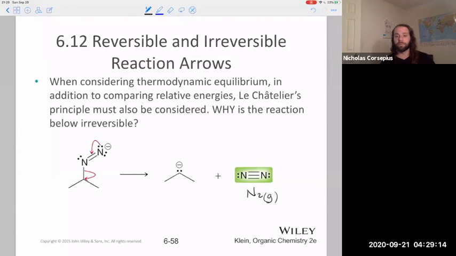So anytime one of your products is a gas, that will help to drive the reaction forward and make that reaction irreversible as well. This is just the last kind of consideration that needs to be made here.